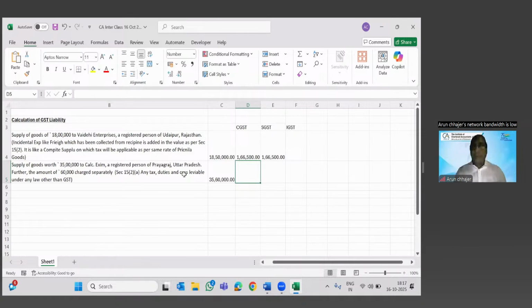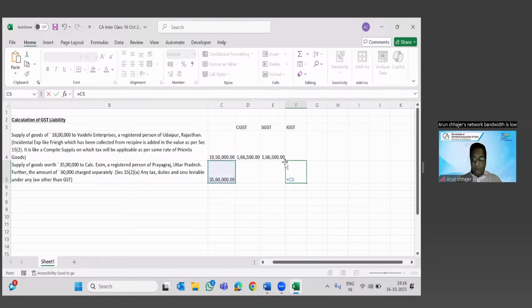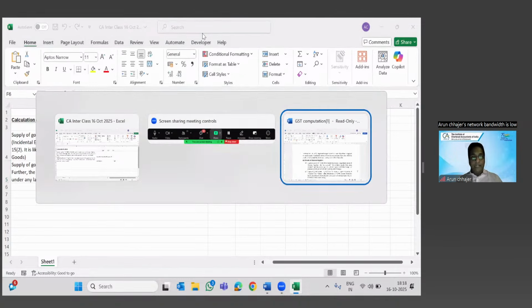Tell me, will it be IGST or will it be CGST and SGST? It will be IGST. Correct? And what will be the tax rate? We have already discussed the tax rate is same, 18%. Third line में आते हैं.